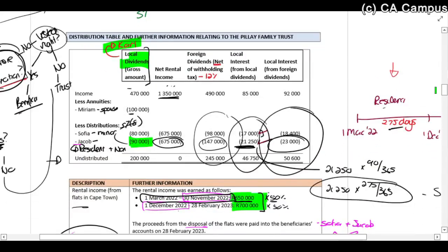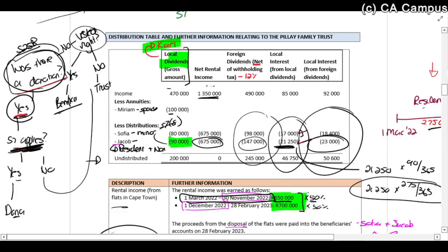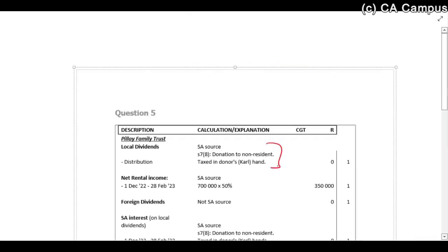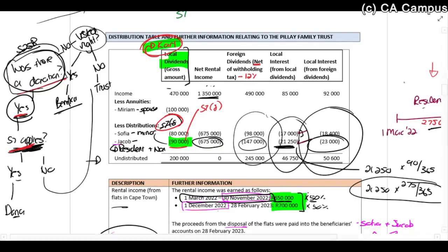So he received local dividends and he's a non-resident. Now that is from a South African source, but he received it from a trust where there was a donor, Carl, and Section 7 would have applied. Section 7.8 applied, if you remember. So Carl was taxed on the 90,000. So you would basically indicate that in your required. As you can see, there's no effect.